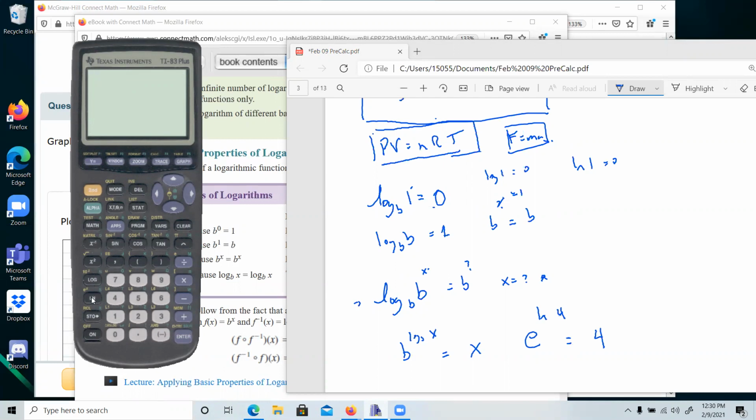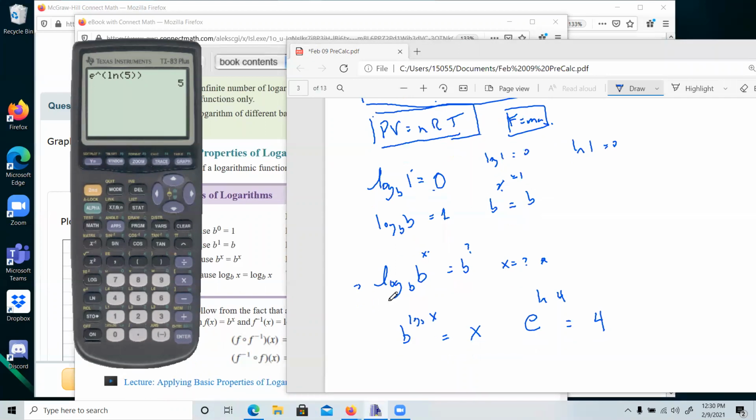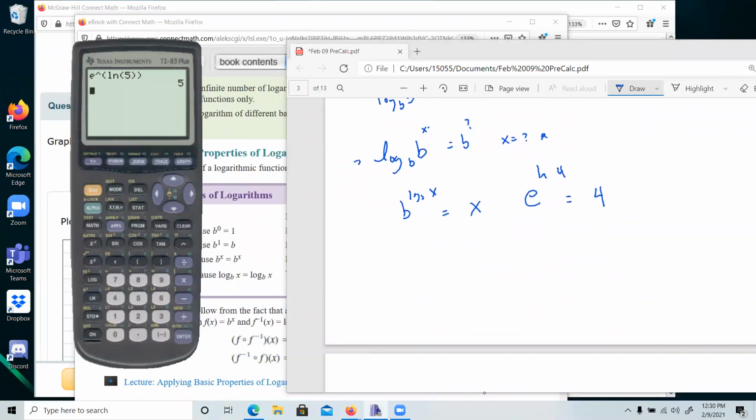So if we do e to the natural logarithm of, pick your favorite number, I'll try to fool you, I'll do 5, what do you think we're going to get? We're going to get 5. You have to. That's a property. This one is tricky. People don't tend to remember this one. But this is how you get numbers out of a logarithm: you make the number the base.